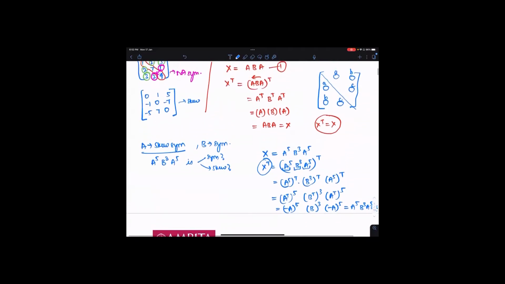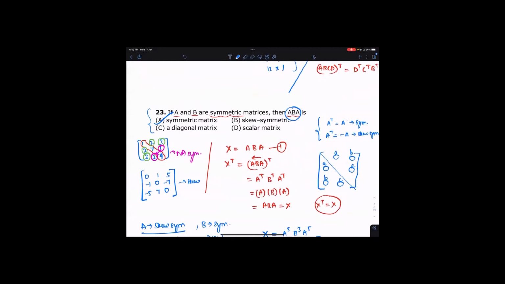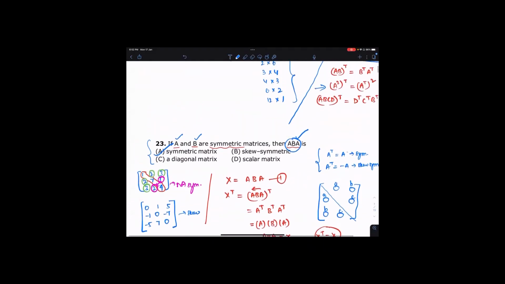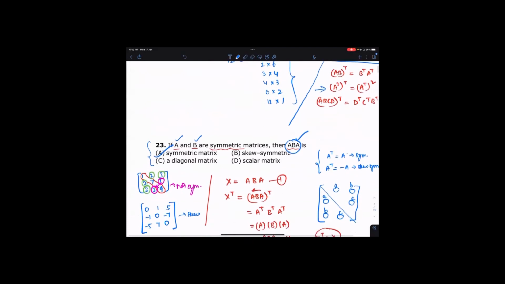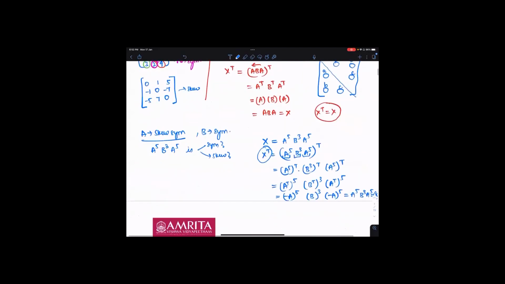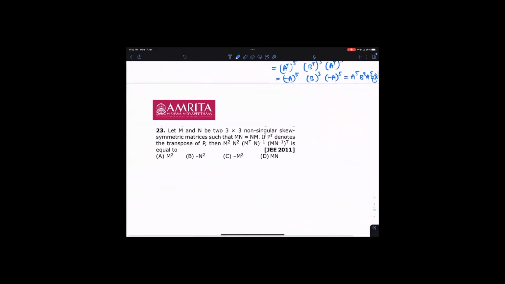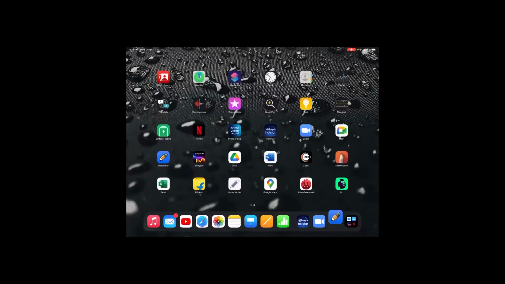So whenever you have these kind of questions where they have given A and B, whether they are symmetric and skew symmetric, and some combination of A and B they are asking, whether it is symmetric or skew symmetric, this is what you have to do. Any doubts up till now? Let me just check the chat box.